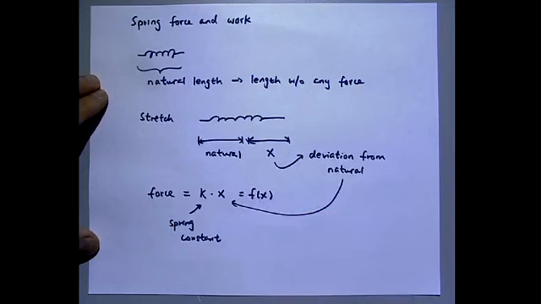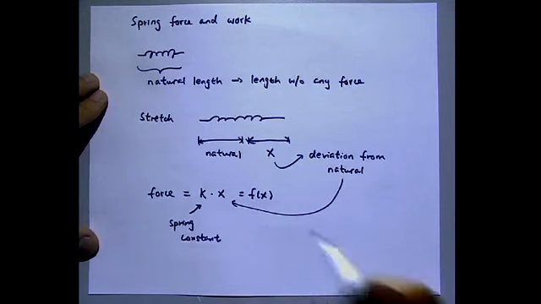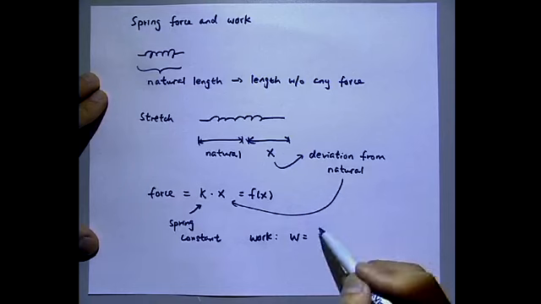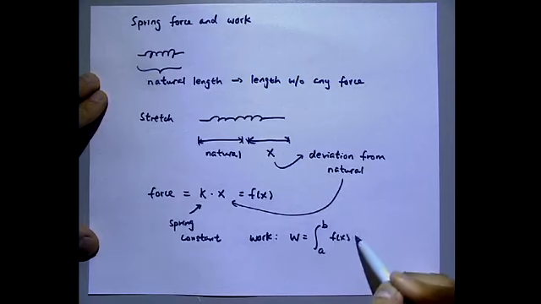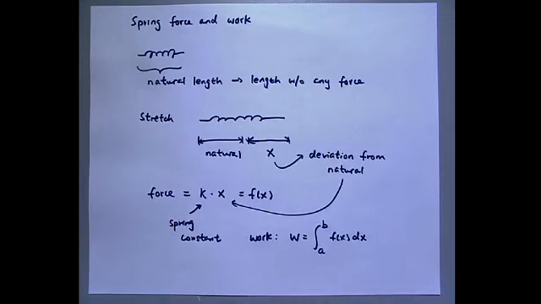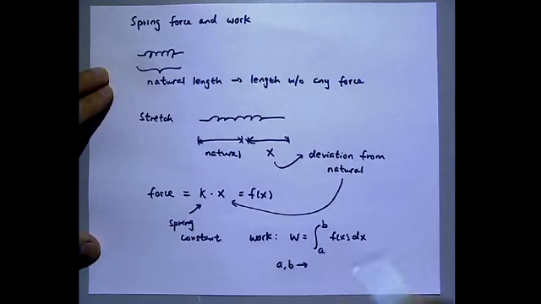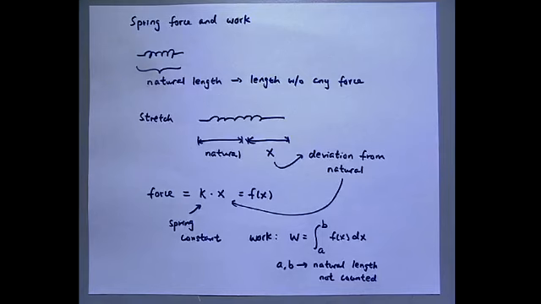As you can see, that's a function of x, right? And then the work, this is a non-constant force. We know how to calculate the work now. We integrate from the original length to the final length of the spring. The important thing here is when you measure a and b, you don't want to count the natural length, because the natural length provides no force and therefore no work. But any change from that is where force and work come into play. So that's all we need to do.